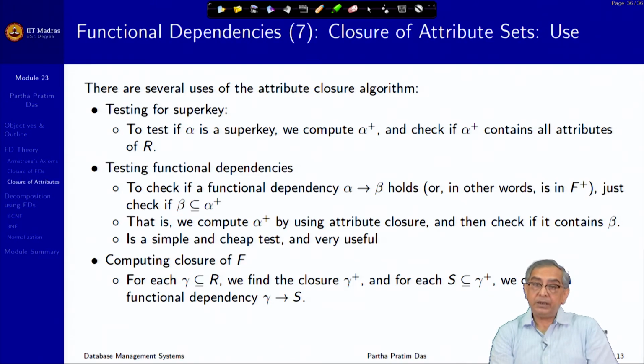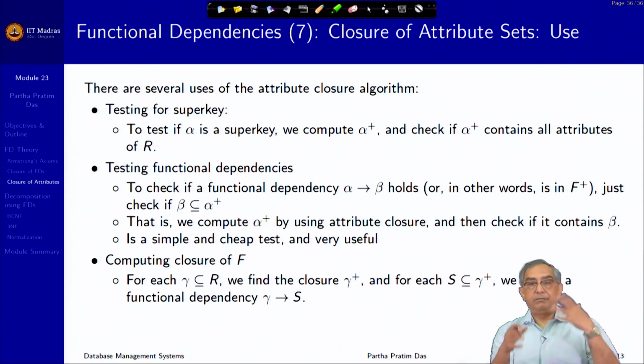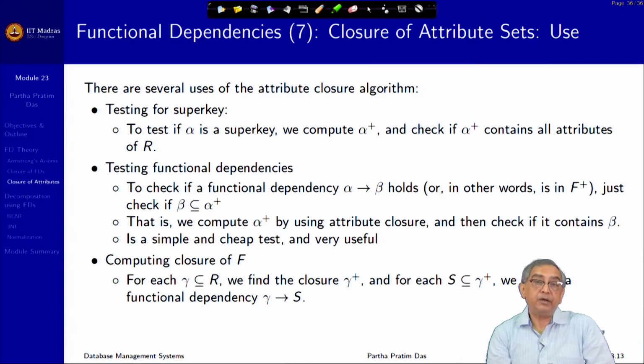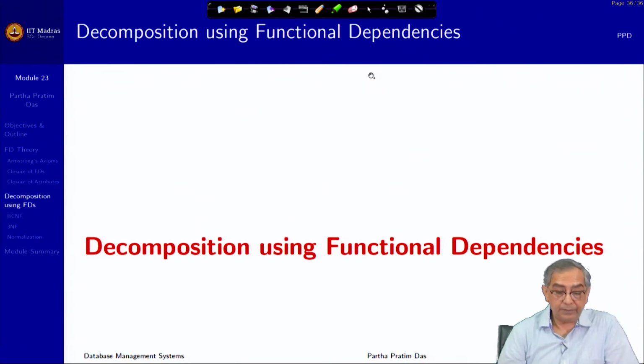You can use this closure of attributes also to compute the closure of F, because for each gamma in R, we find the closure gamma plus, and for each S in gamma plus, that is the closure, you compute the functional dependency gamma to S. Just convince yourself that by this process you will actually get the closure of F, and it is more efficient. And we had mentioned that we will have alternate ways of computing F plus, this is one of them.